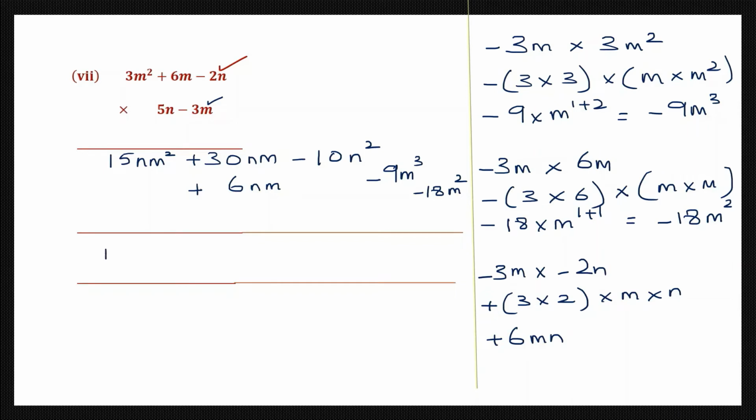So we have 15 nm. We'll put it in order, alphabetical order. So I can put m first. So that is m squared n. Now here signs are the same, so put the same sign and add. 30 plus 6 is 36. Here also let's put it in order, m, n. Then we have minus 10 n squared, minus 9 m cubed, minus 18 m squared. So this is our answer.